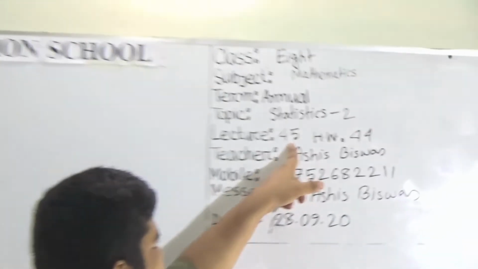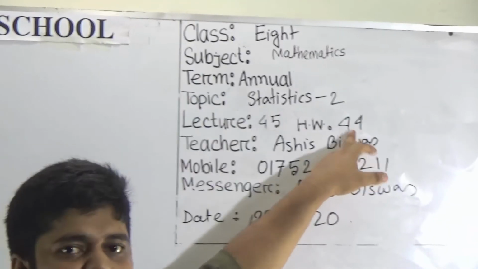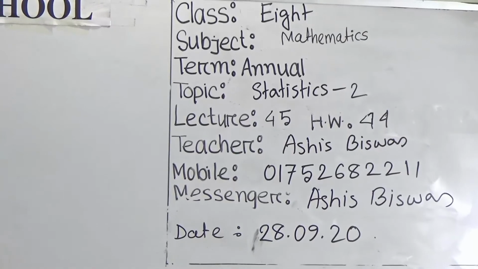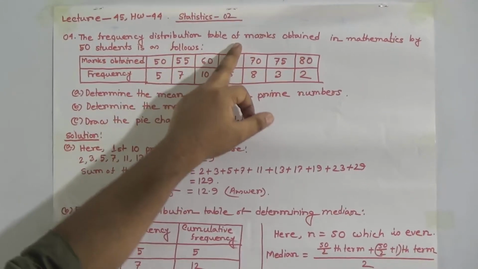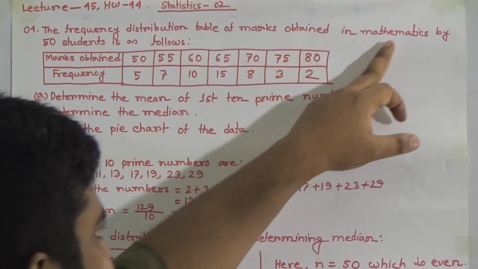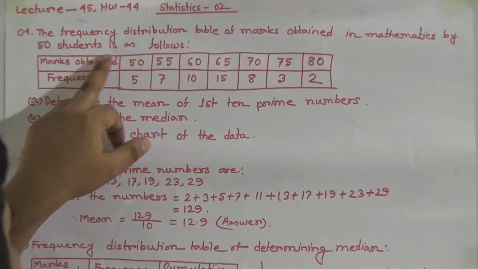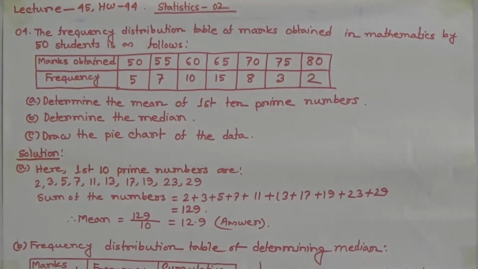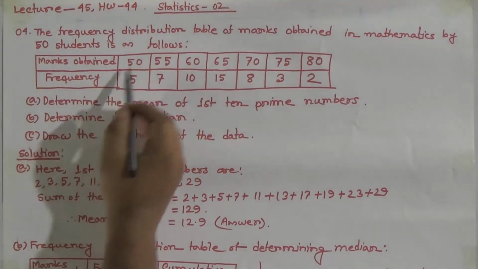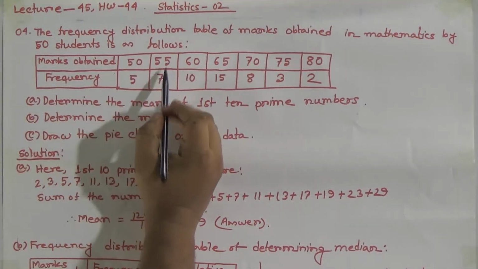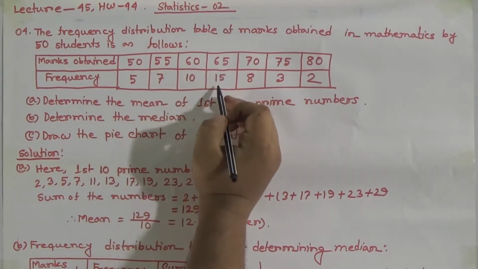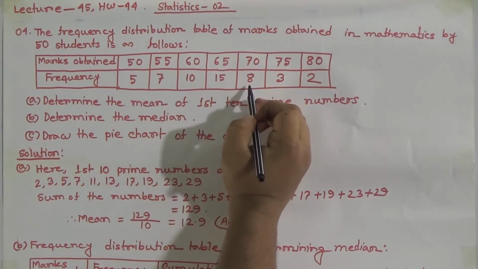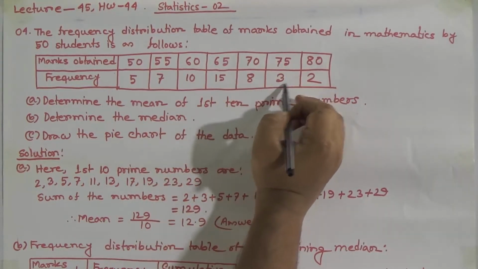Today is our lecture number 45 of annual term and today's SW number will be 44. My dear students, let us start our class. At first we read question number 4. Here the frequency distribution table of marks obtained in mathematics by 50 students is as follows. Marks obtained: 50, frequency 5; 55, frequency 7; 60, frequency 10; 65, frequency 15; 70, frequency 8; 75, frequency 3; 80, frequency 2.